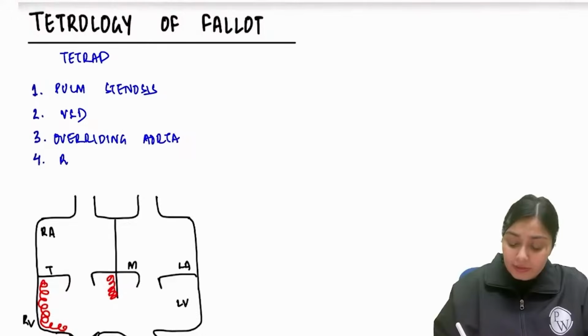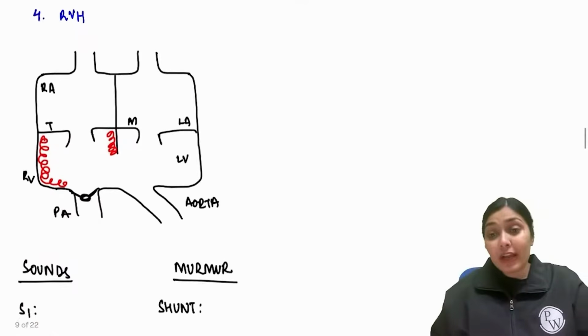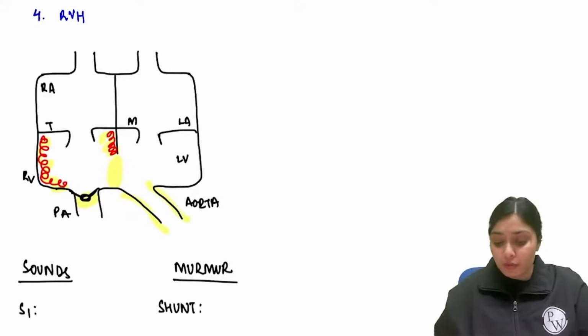and right ventricular hypertrophy. So I have made a line diagram. A similar line diagram is given in Ghai textbook. So you see all the 4 things. We see a VSD over here. We see pulmonary stenosis. We see right ventricular hypertrophy and overriding of aorta.